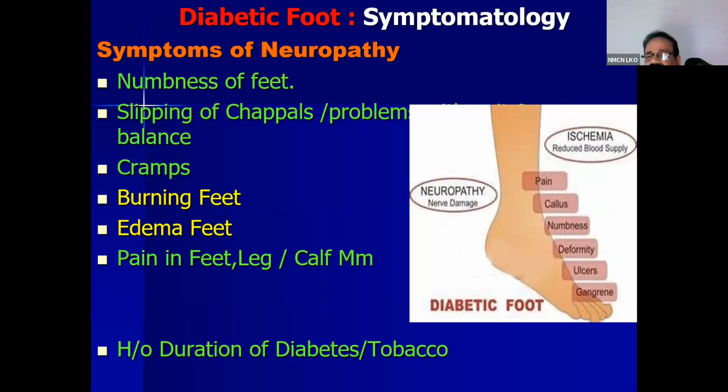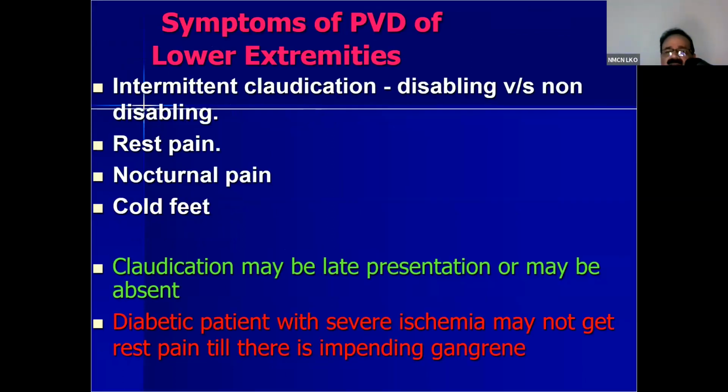As far as symptomatology of neuropathy is concerned, there may be numbness of the feet, burning feet, or swelling in the feet, pain in the feet, which is not uncommon, pain in the leg or calf muscle, and then slipping of the chappal. The patient will typically say that when I walk, I usually slip the chappal, or I have difficulty in wearing it. That's a very common symptom. And you should always ask the duration of the diabetes, because if the diabetes is more than 10 years, then the chances of getting peripheral neuropathy are more. Similarly, if the patient consumes tobacco, that is also an important thing to be noted down.